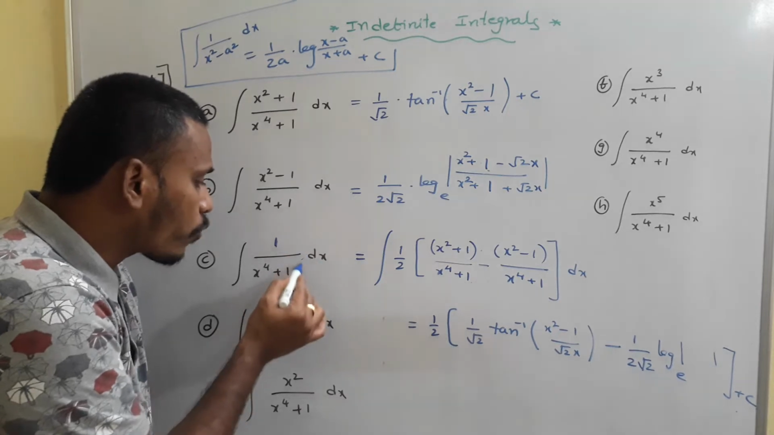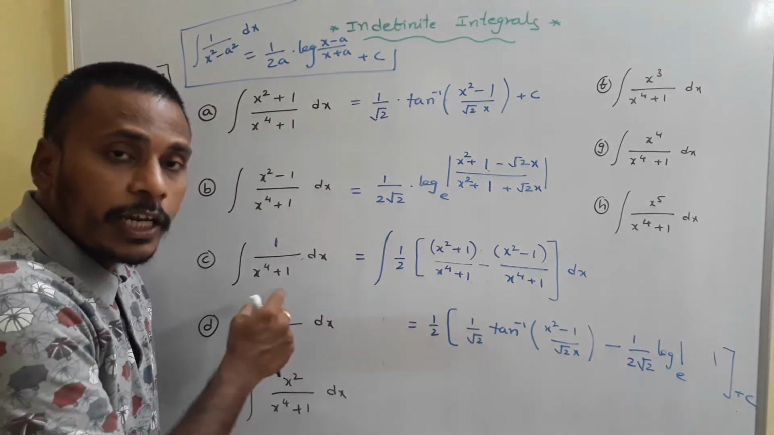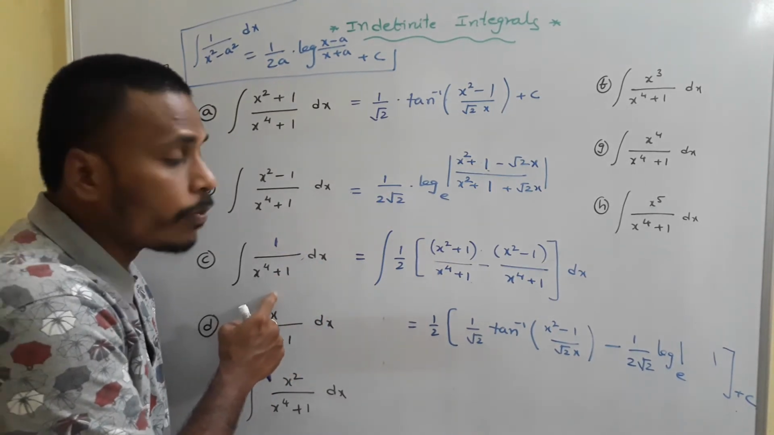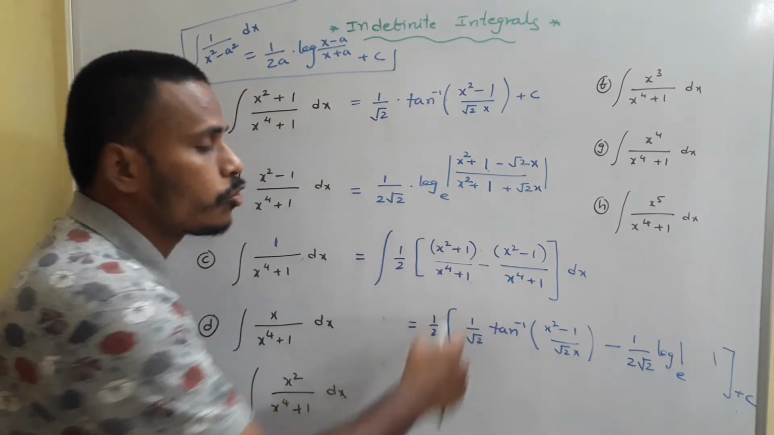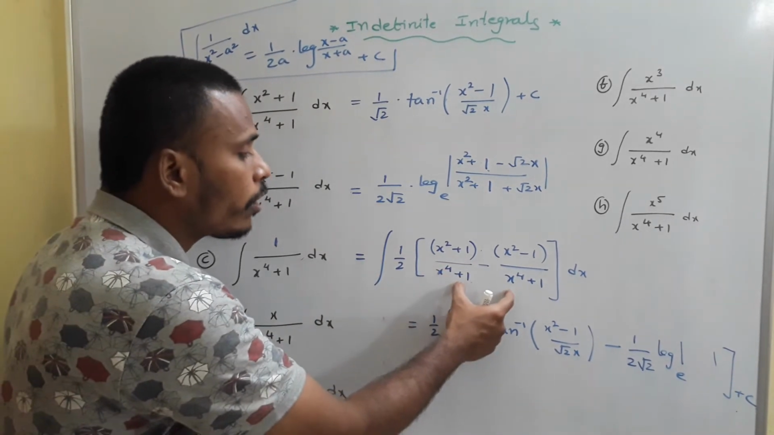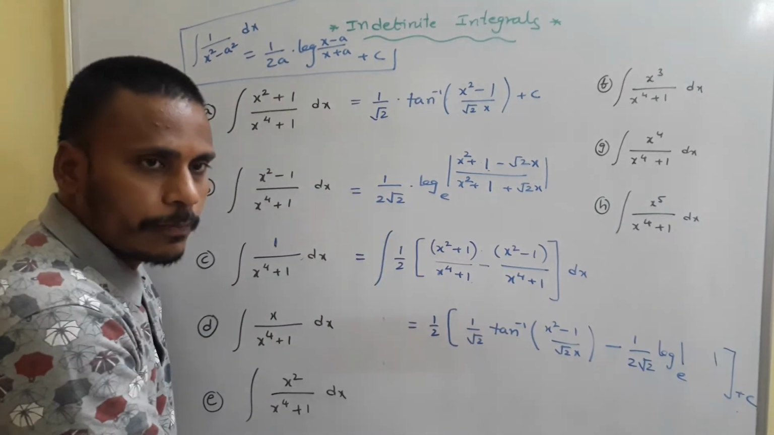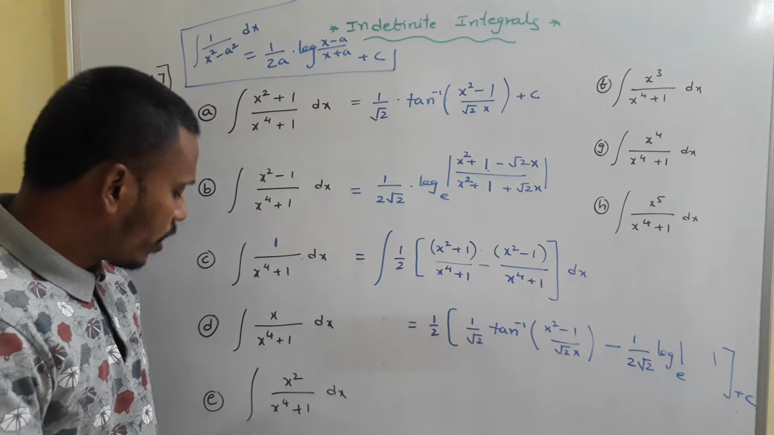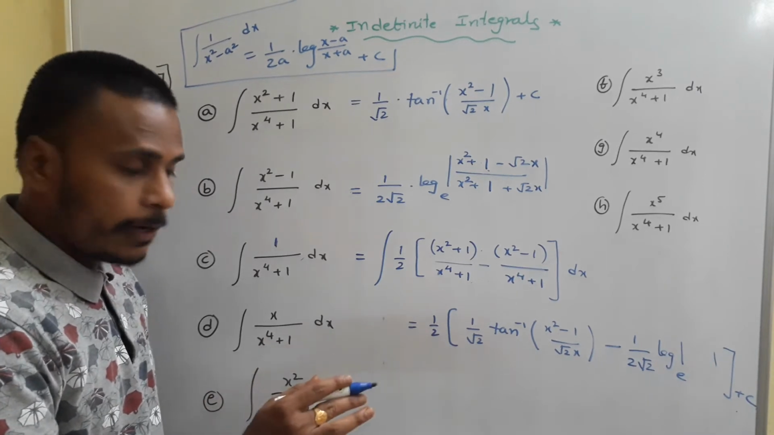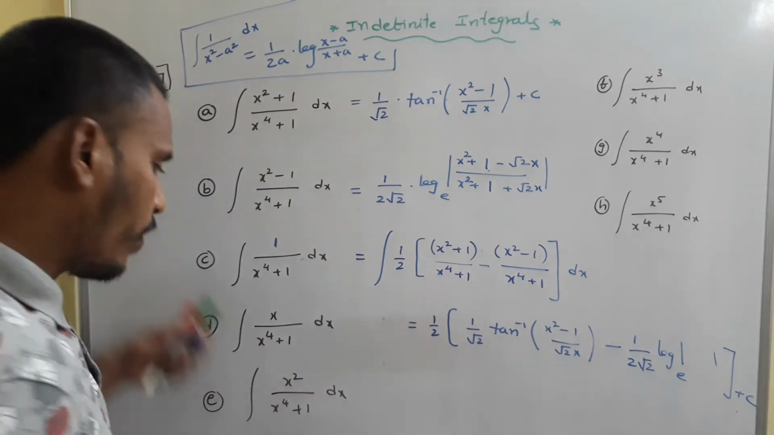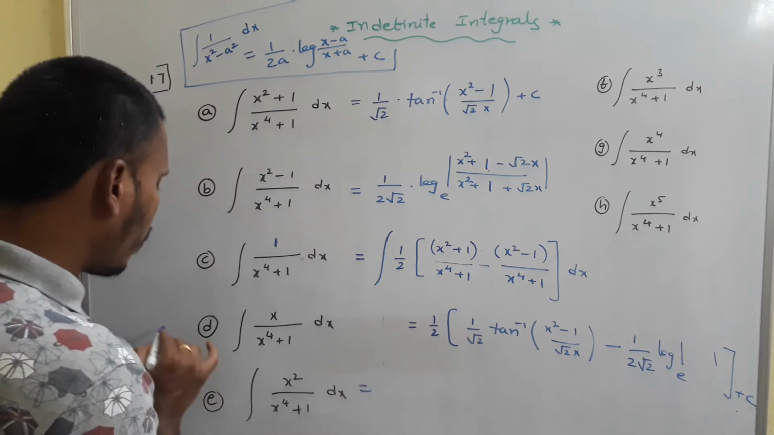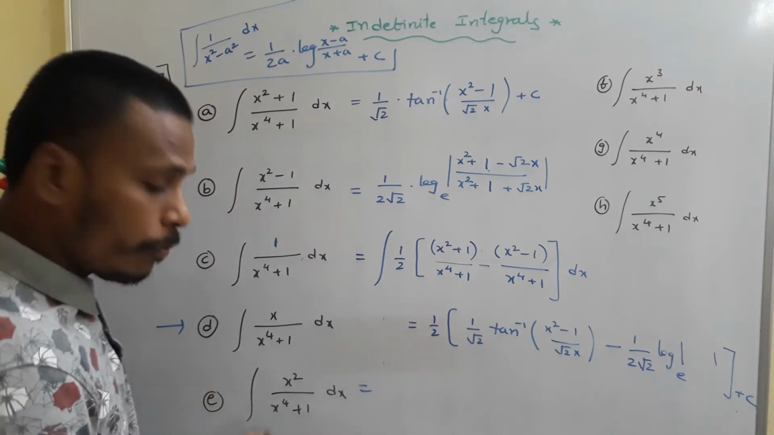So to answer this 1 by x power 4 plus 1, we need to rewrite it as a combination of these two. And that's why first of all it is better to find these two integral values, and we have to use that. In the same way, we will answer bit e also, right? So what is bit e? You just have a look. Bit e is simply nothing but, and then I will answer bit d. First of all, you just think about bit d.